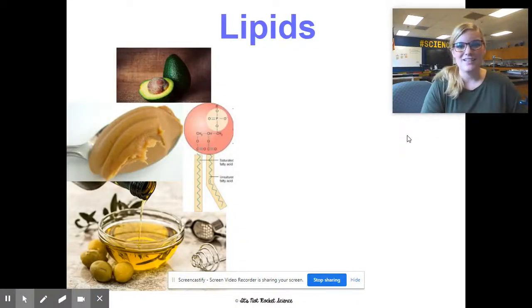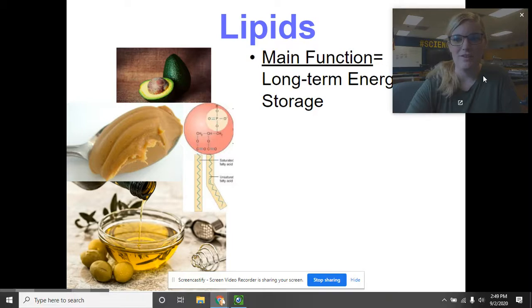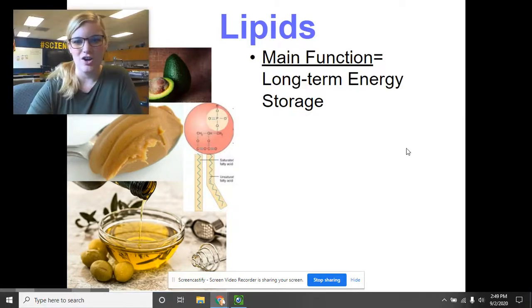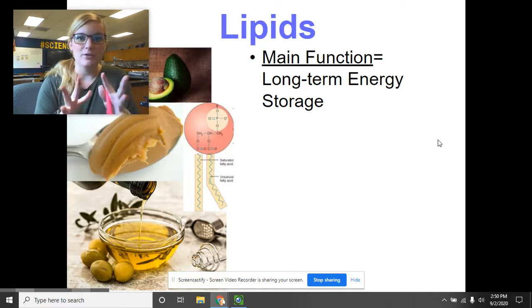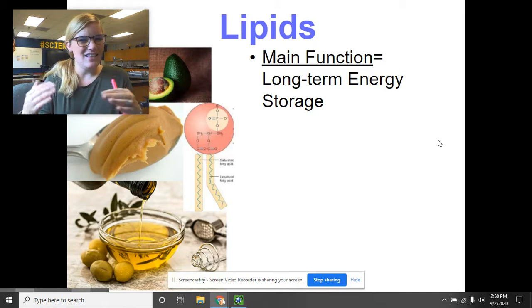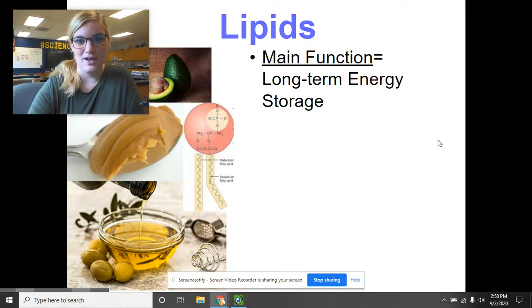And so up next are lipids. Now, you've probably not heard the word lipid before, but you definitely know what they are. So the main function of our lipids are long-term energy storage. So while carbs are really quick release and really easy for our body to break down and use, lipids, it takes a little bit more effort for our body to get to that because it's stored away for later use.